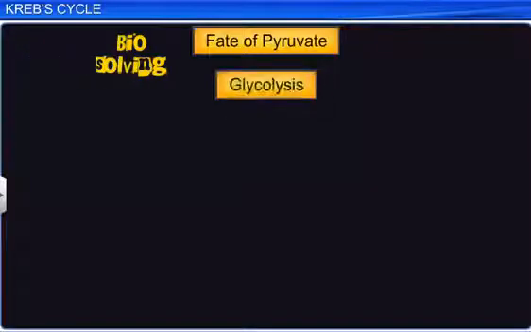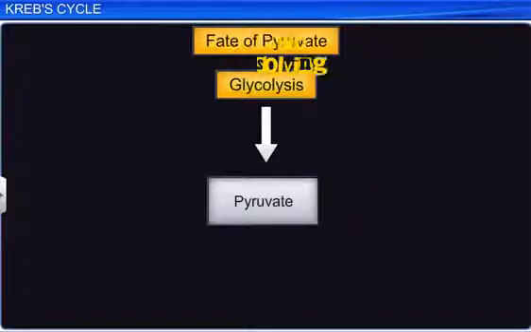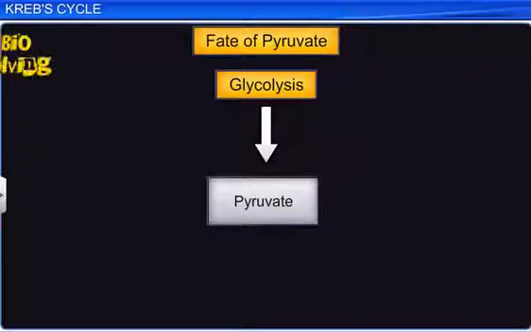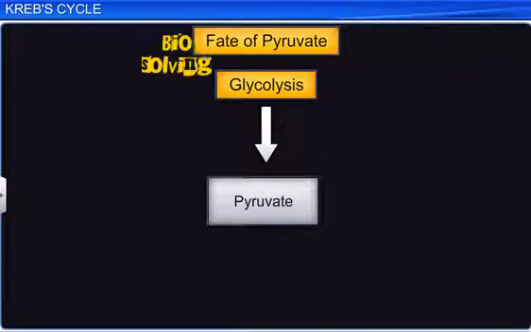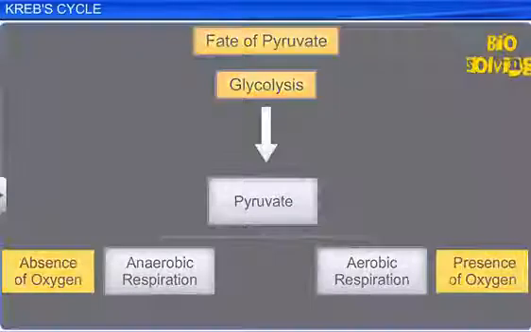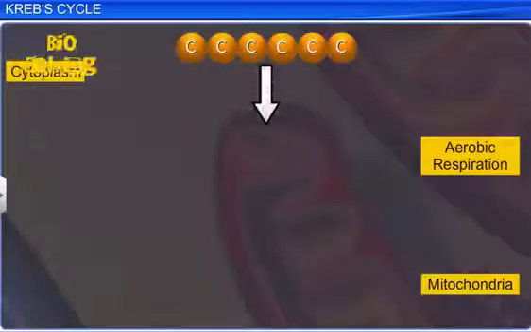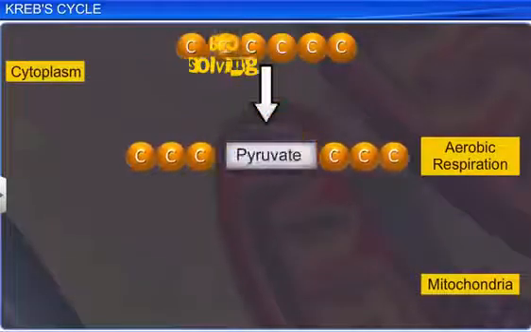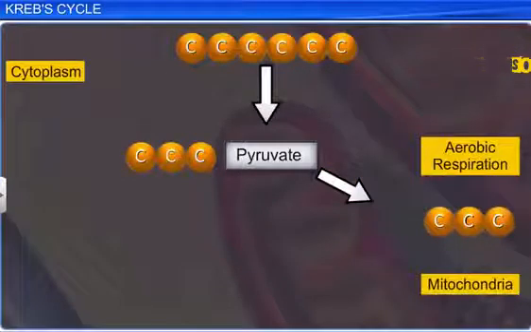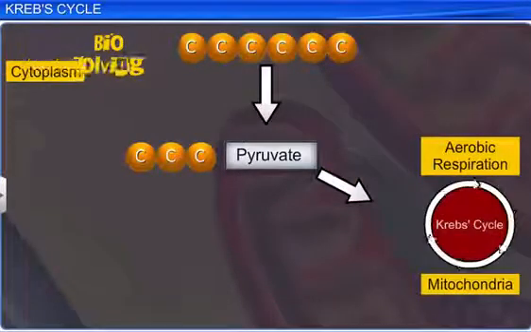You know that glycolysis results in pyruvate. Based on the availability of oxygen, pyruvate either undergoes anaerobic or aerobic respiration. Aerobic respiration involves the transport of pyruvate from cytoplasm into the mitochondria for complete oxidation in Krebs cycle.